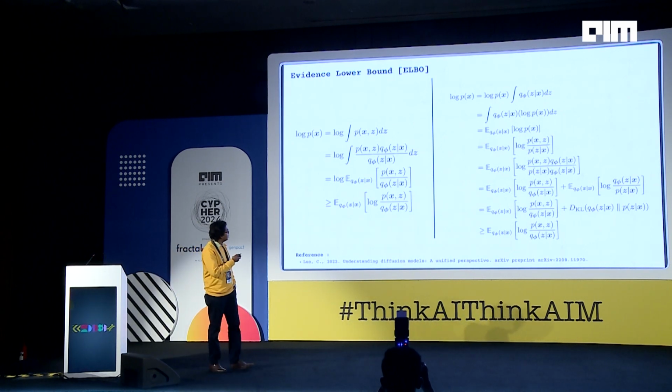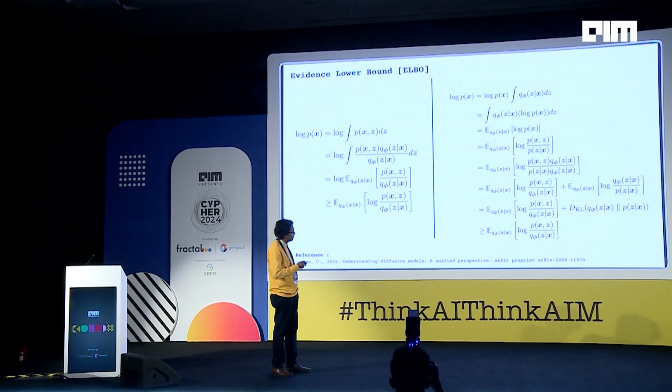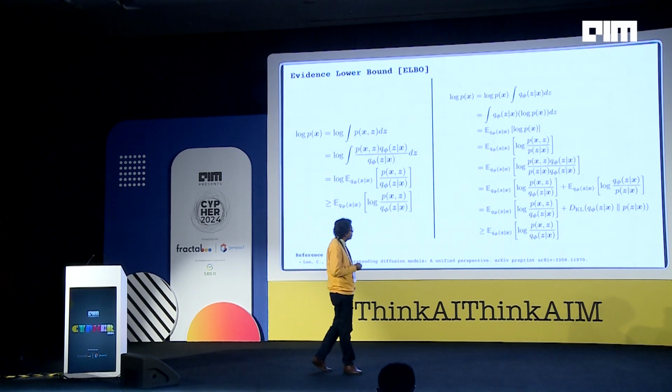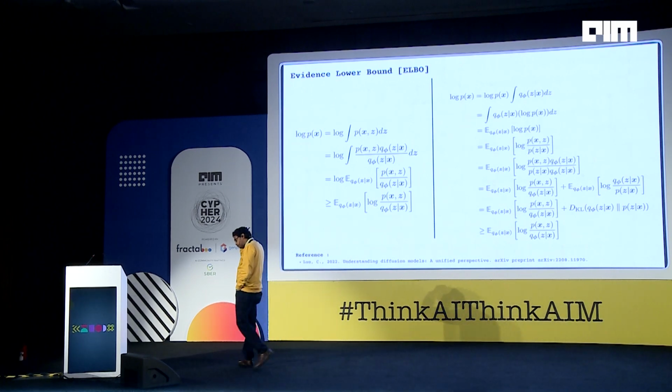Another way to look into this is the same way. You can take the log of p(x), then multiply by this, which is actually 1 by the definition of probability, and you keep on doing that, and you can show that this is this plus the KL divergence, the Kullback-Leibler divergence, of q_phi(z given x) and p(z given x), right? Now this KL divergence is always greater than or equal to 0, okay? This comes from something called Gibbs inequality.